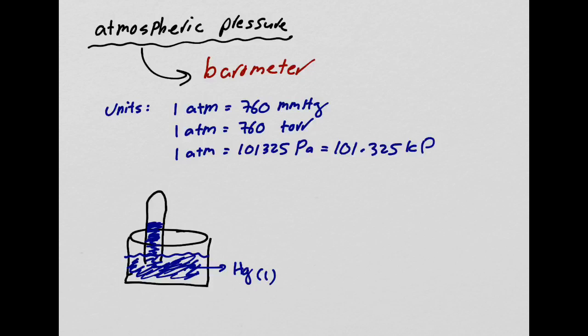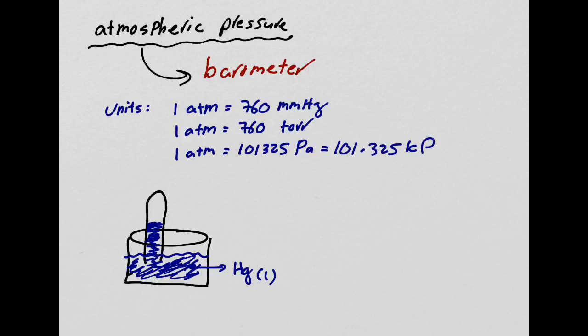Now, why the heck in the world am I using mercury when everyone knows mercury is bad for you? Yeah, we know mercury is bad for you, but we are using mercury. The reason we're using mercury is because we don't have much option. Mercury is the only metal that is liquid at room temperature, so we gotta use mercury. So here's the mercury in here.